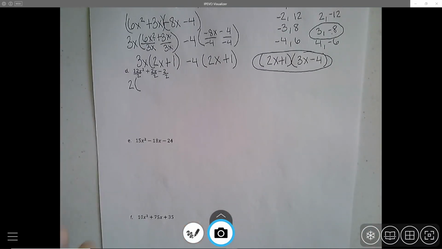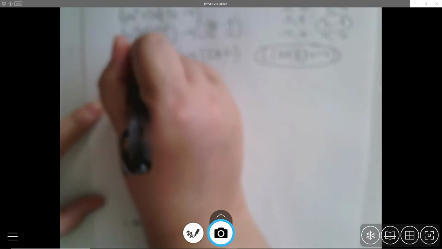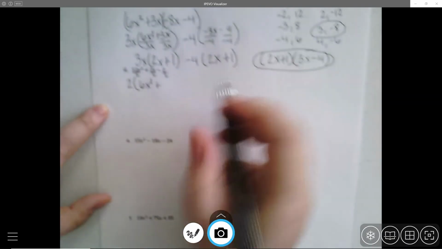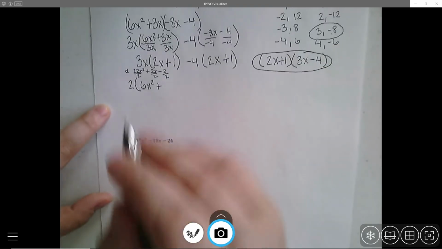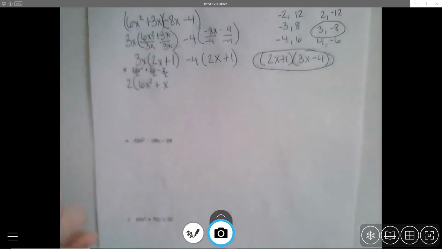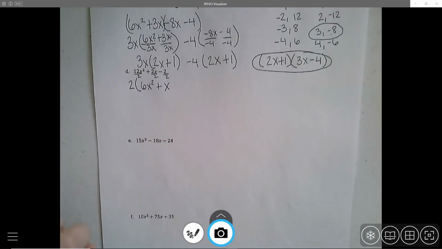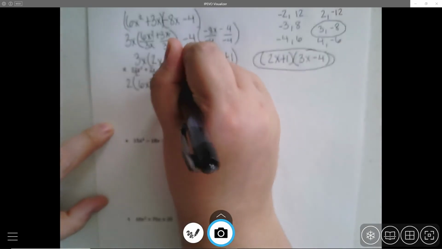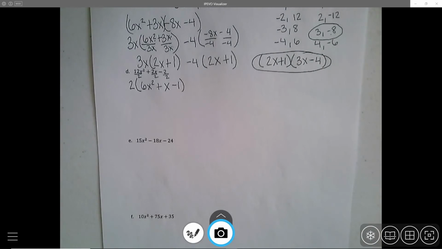So 12 divided by 2 is 6. I did nothing with the x's. Plus 2 divided by 2 is 1, but since there's an x, we don't write the 1. And then a negative 2 divided by 2 is a negative 1. So I've taken out the GCF.